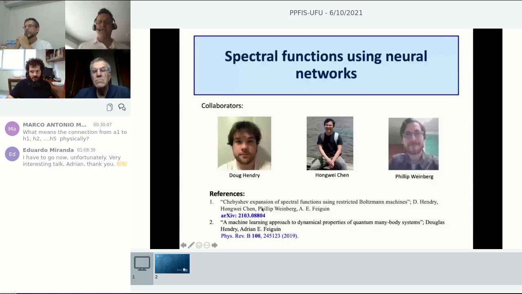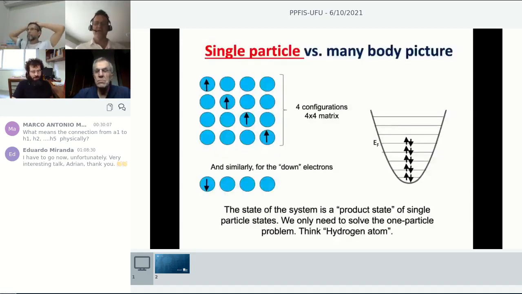So before I get into the neural network business, I want to give you some motivation. We all know that the many-body problem is complicated, but for those in the audience that are not familiar with it, and I hope I'm not underestimating my audience, I want to give you a brief overview, at least the intuitive picture. So here what I'm going to do is compare the single particle problem to the many-body problem and give you an idea of why the many-body problem is so complicated.